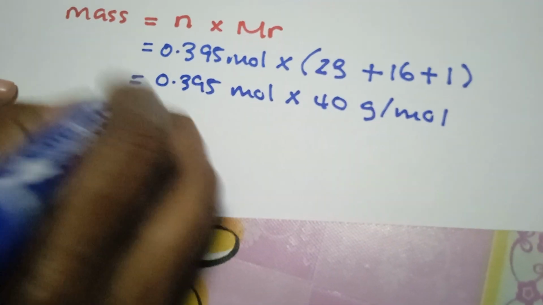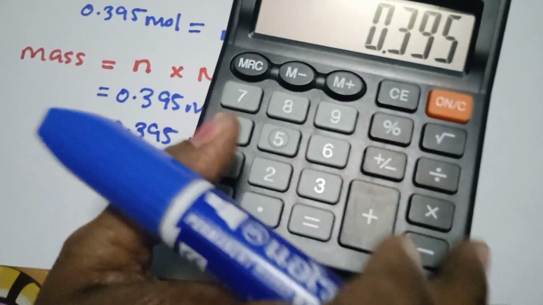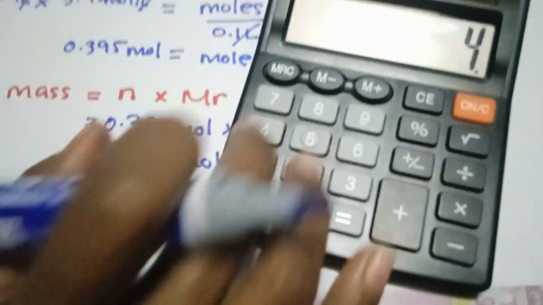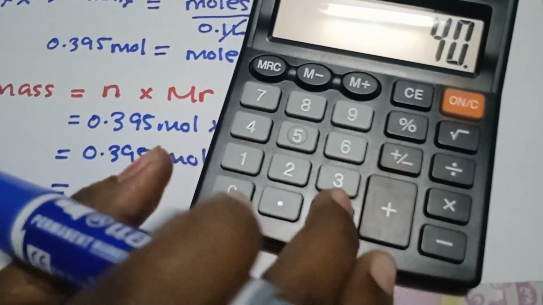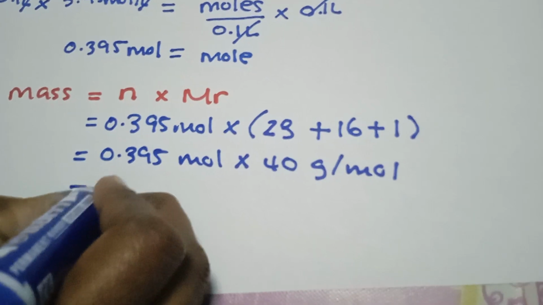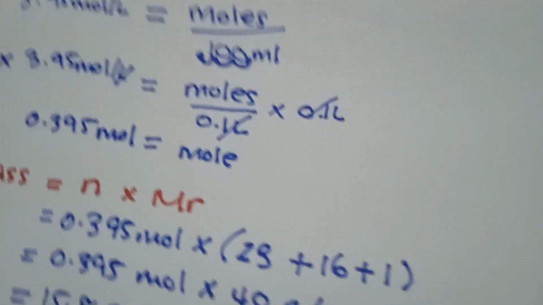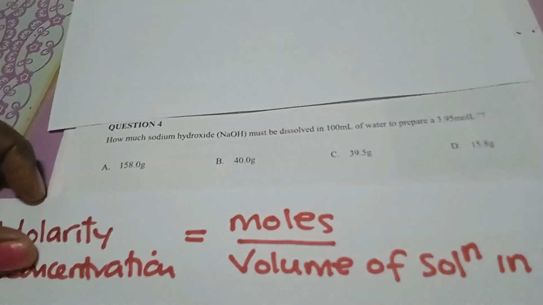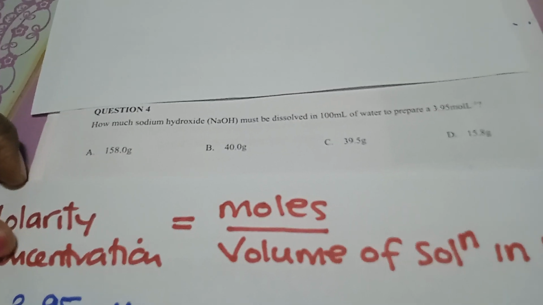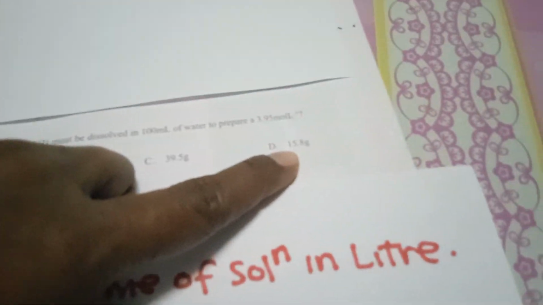Okay, when you get your calculator, 0.395, and then you multiply by the molar mass, which is 40, equals, and that's your answer, 15.8. So the answer is 15.8 grams of sodium hydroxide. So when you come back up here, you have 4 selective answers. The one that actually matches our answer is D, which is 15.8 grams.